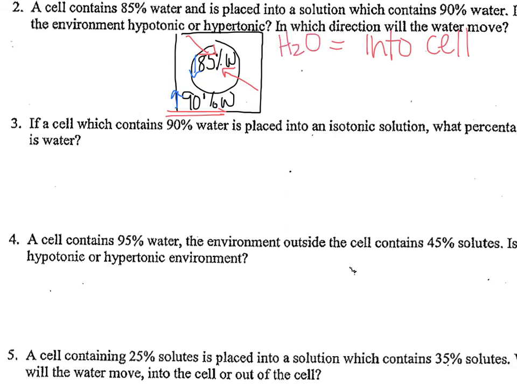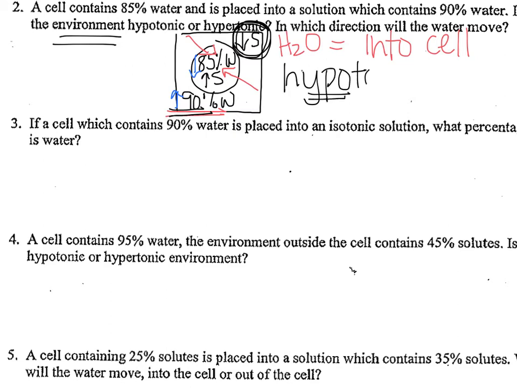And then once again, we want to figure out the outside solution. So let's go over here to a different color. If our water is high outside, that means my solute is going to be low. If my water is low inside my cell, my solute is going to be high. Therefore, I look on the outside, in the environment, and I have low solute. If I am low solute, I am hypotonic. Hypotonic environment.